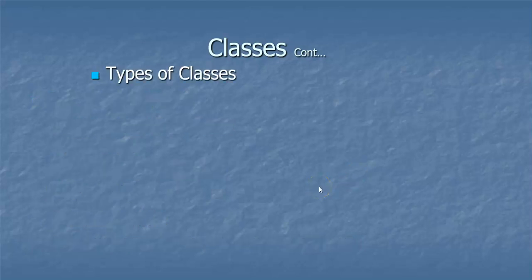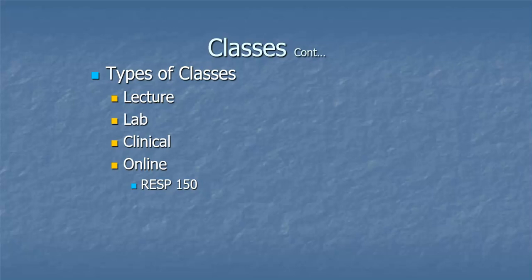Now let's talk about the types of classes that we're looking at. Of course, there are lecture classes. There is also lab classes where you're going to be working with the equipment and practicing the procedures. There are clinical courses, which basically is where you're going to be at the hospital. There are some online courses. So you're currently taking an online course, but the Respiratory 150, which is pharmacology, is also an online course that you will be taking while you're in the program.